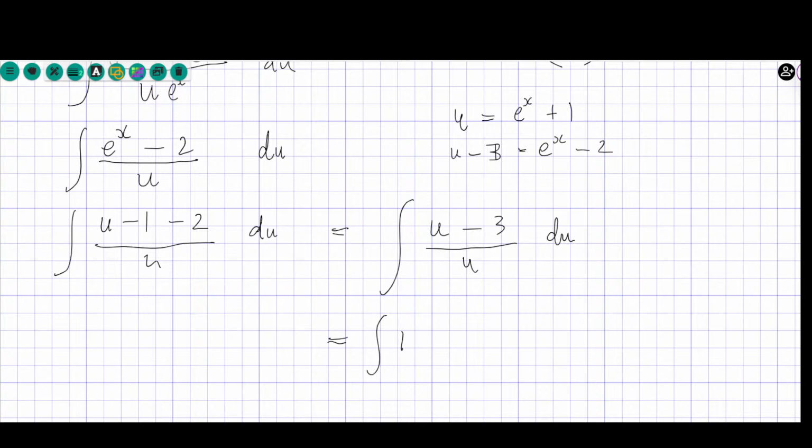So we end up with 1 minus, now this is going to be 3 over u, but it's probably best to leave it like that rather than make it 3u to the minus 1, because this is in a good form for integration. We call that the Lun form, I suppose, if you will, the form that we can use Lun with.